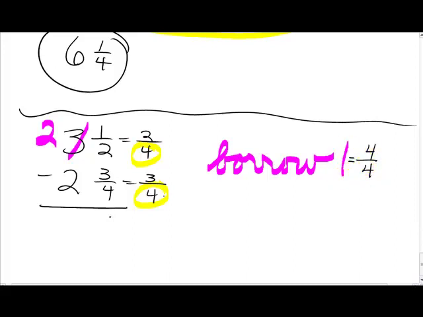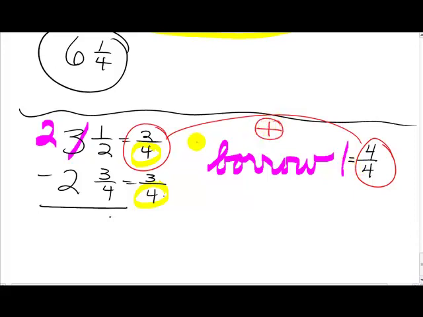Then we're going to take the number that we already had and the number that we borrowed, and we're going to add those together. And we're going to get a new number of 6 over 4. Now we will take these two numbers and subtract them. 6 minus 3 is 3/4. 2 minus 2 is 0. Now we don't write the 0, but we know that's what it becomes.